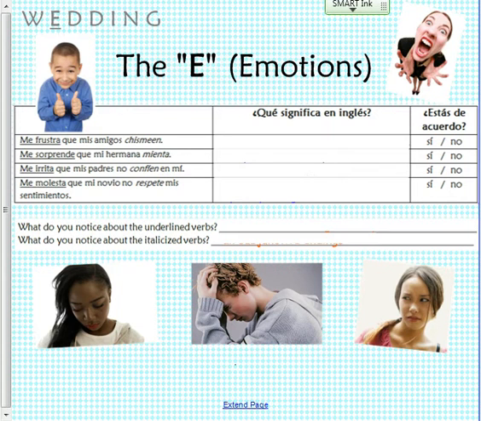To begin, take a look at the 4 sentences in the chart. Using your vocab sheet from Chapter 2.2 to help, translate each of the sentences to English. If you don't recognize a word, it may be a cognate, or you may be able to figure out what it means based on the context of the sentence. After you've translated to English, just circle sí or no in the last column to indicate whether or not you personally agree with the statement. Pause the video to complete this activity.